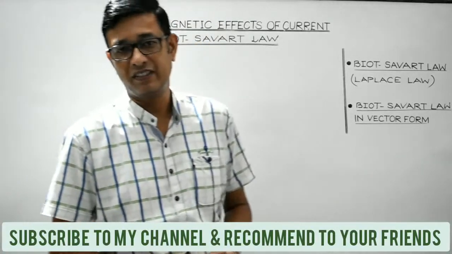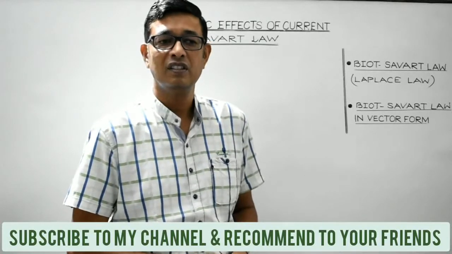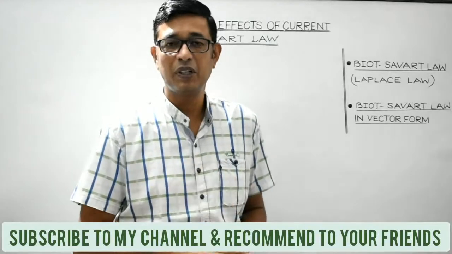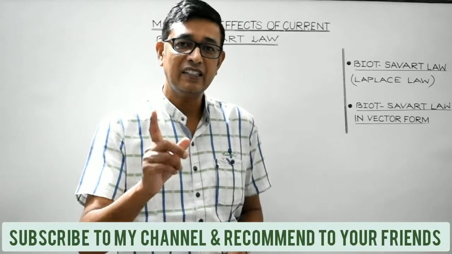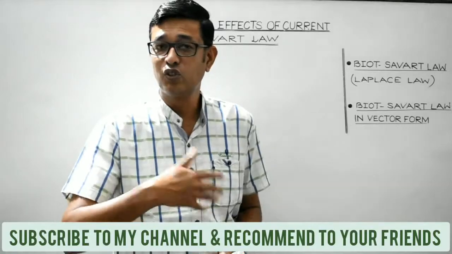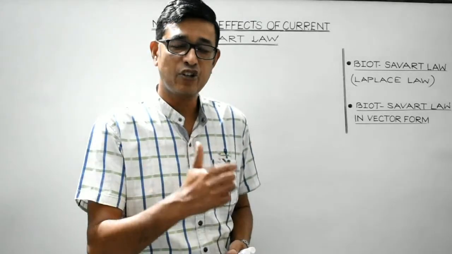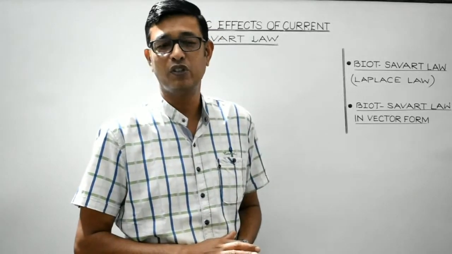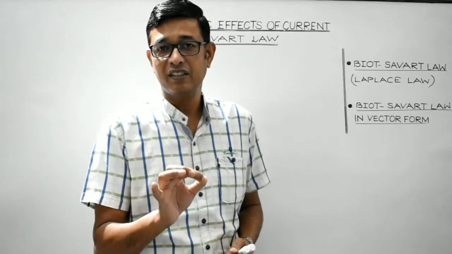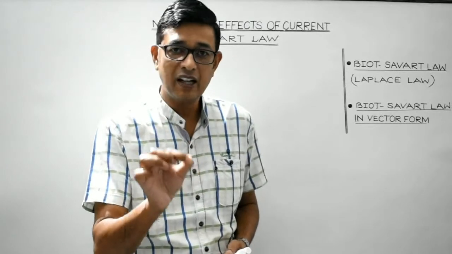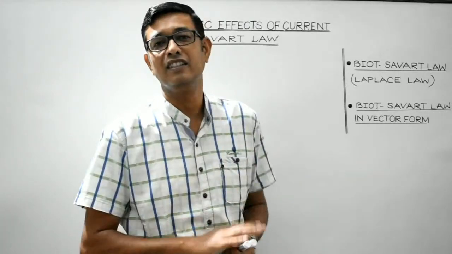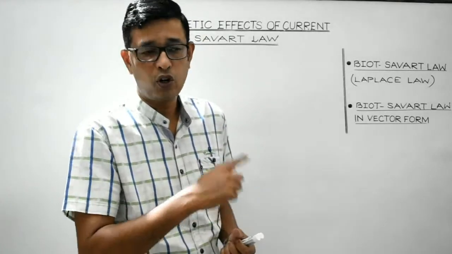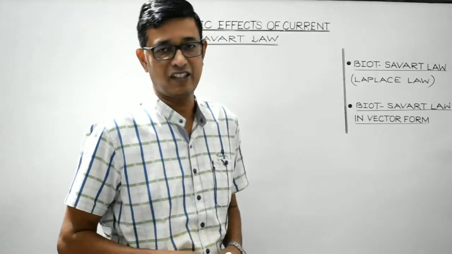Students, in the previous lecture, what we have discussed was the magnetic effects of current. We have discussed Oersted's experiment, and then we have discussed the right-hand thumb rule. And this rule is used to determine the direction of the magnetic field at a point due to a current-carrying conductor. Isn't it, students? So today we will be discussing the strength of the magnetic field at a point due to a current-carrying conductor. And the current-carrying conductor may be in the form of a loop or it can be in the form of a straight conductor.